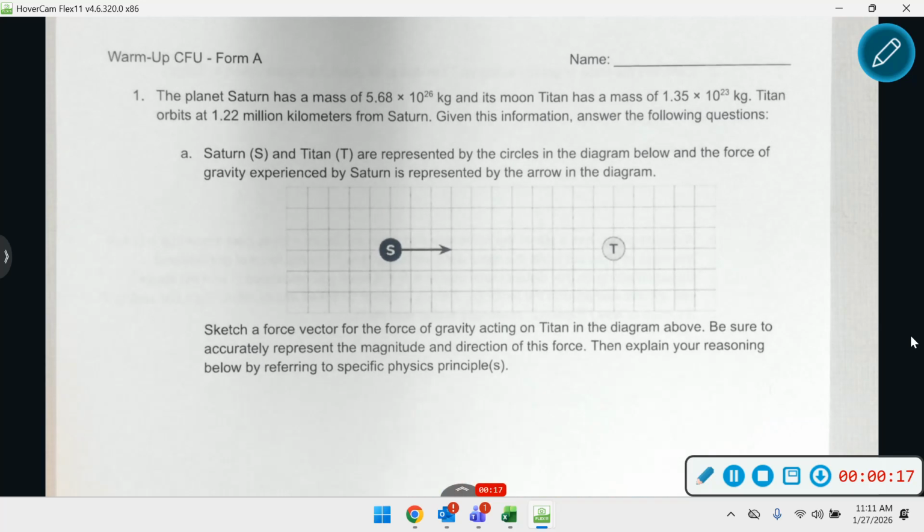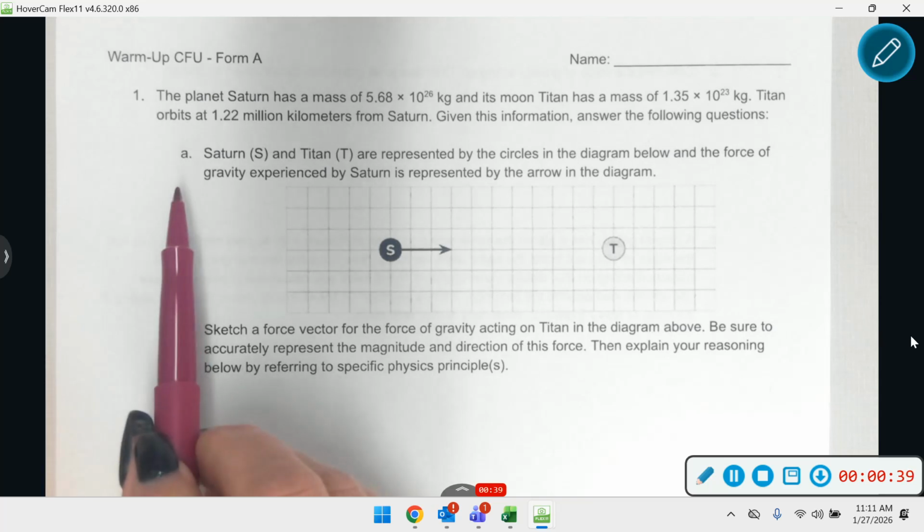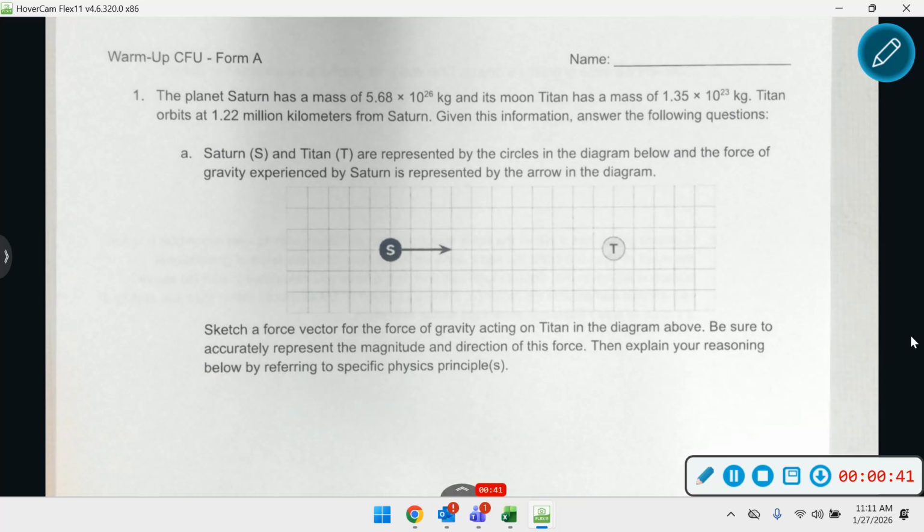Form A says the planet Saturn has a mass of 5.68 times 10 to the 26th kilograms, and its moon Titan has a mass of 1.35 times 10 to the 23rd kilograms. Titan orbits at 1.22 million kilometers from Saturn. Given this information, answer the following questions. We've got three parts that are all related to Saturn and Titan. A here on the front, and then there's a back with a B and a C.